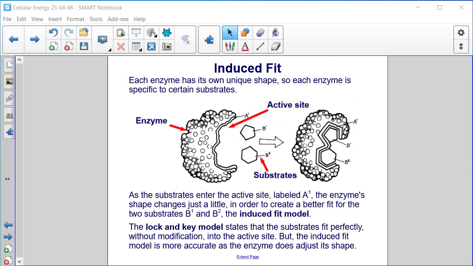Induced fit. Each enzyme has its own unique shape, so each enzyme is specific to certain substrates. As the substrates enter the active site, labeled A1, the enzyme's shape changes just a little in order to create a better fit for the two substrates, here labeled B1 and B2. This is known as the induced fit model. The lock and key model states that the substrates fit perfectly without modification into the active site, but the induced fit model is more accurate as the enzyme does adjust its shape.